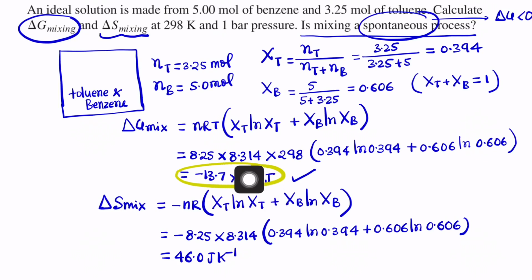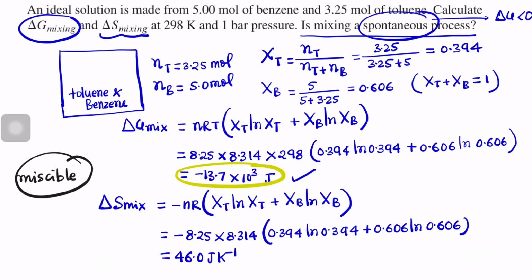Keep in mind that if two liquids are miscible, that is completely soluble in each other, then delta G mix will always be less than 0, meaning mixing will always be a spontaneous process, and delta S mix will always be greater than 0. Okay, so that's all.